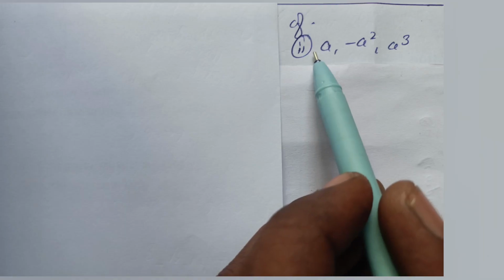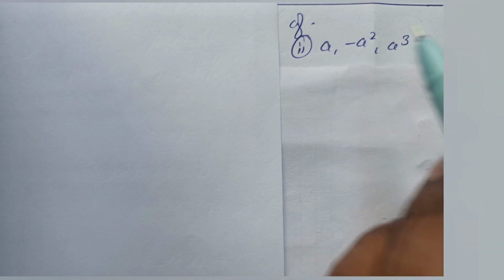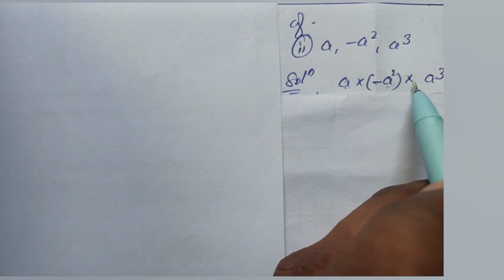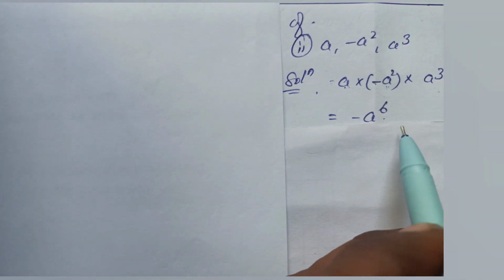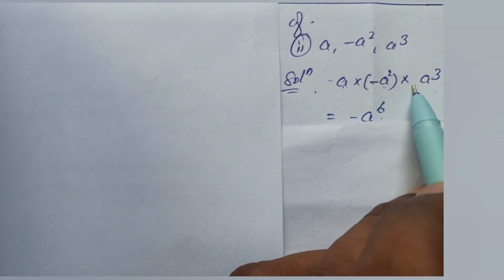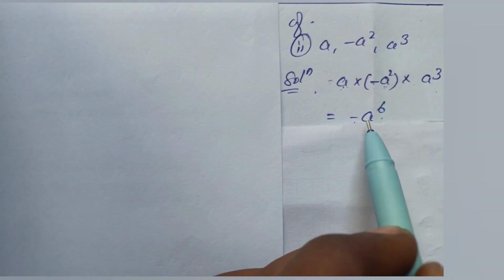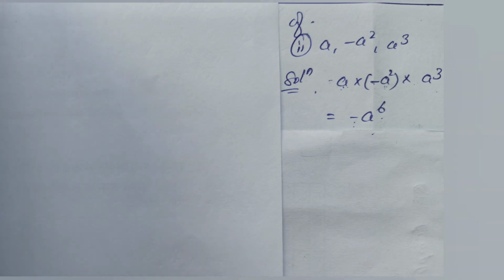Second sum. Here a, minus a square, a cube they have given. So now we will multiply all three: a into minus a square into a cube. Plus into minus is minus, we will write as it is. Minus into plus is minus, again we will write as it is. a into a square into a cube is equal to minus a raised to 6. That is the answer.